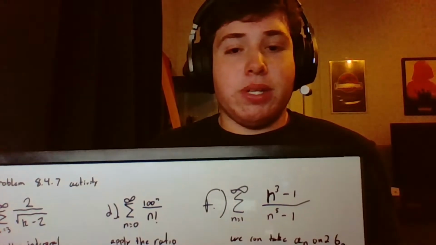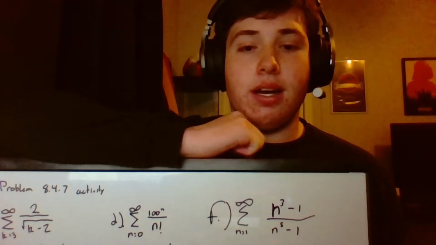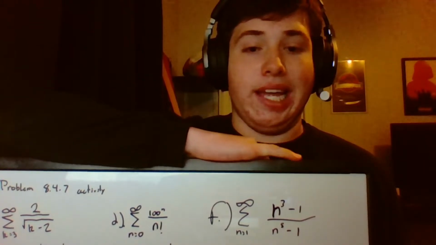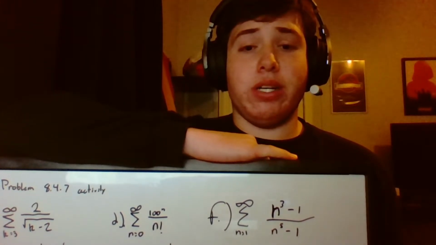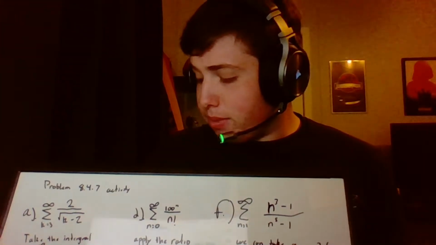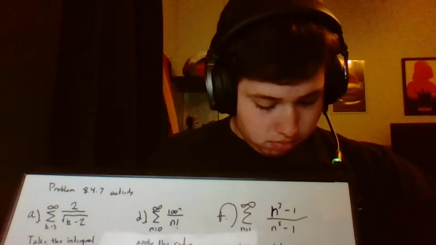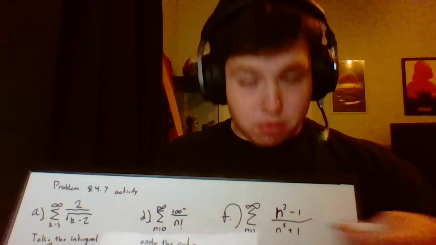And last one here, we did F. It's the sum starting at n equals 1 of (n^3 minus 1) over (n^5 minus plus 1). Sorry, should be plus. Hold on, let me fix it real fast. Bam, plus 1.